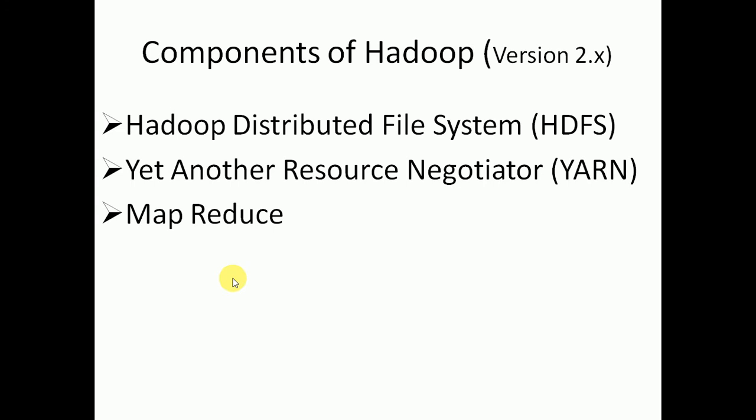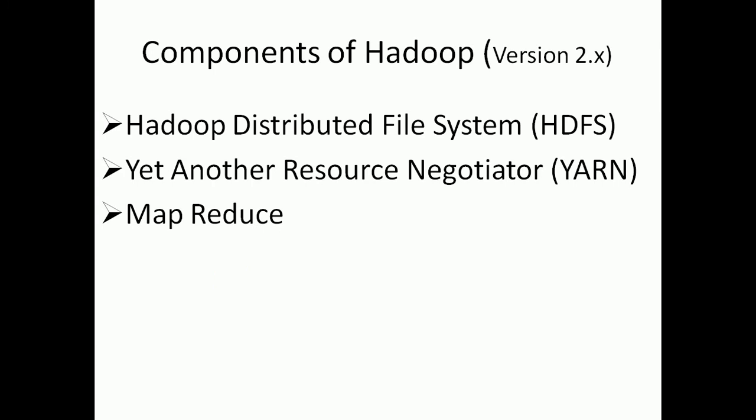So this HDFS file system is used to store data in the cluster. Yet Another Resource Negotiator, YARN, is used to allocate the resources. When a particular node has no task it is doing, the availability of that node is provided to MapReduce, so that further tasks will be given to it and you get the results from that allocated task.